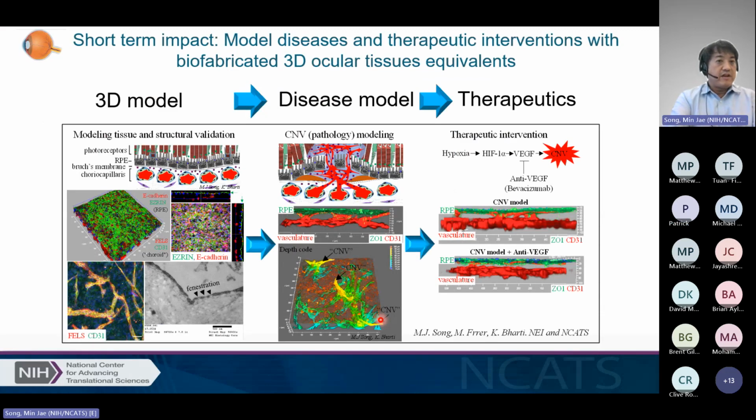So in summary, in the ocular tissue model, we developed the 3D model of the outer blood-retinal barrier, quote unquote, the healthy model. Based on this healthy model, we developed the disease models of wet AMD and dry AMD. And then we tested anti-VEGF for pharmacological validation.